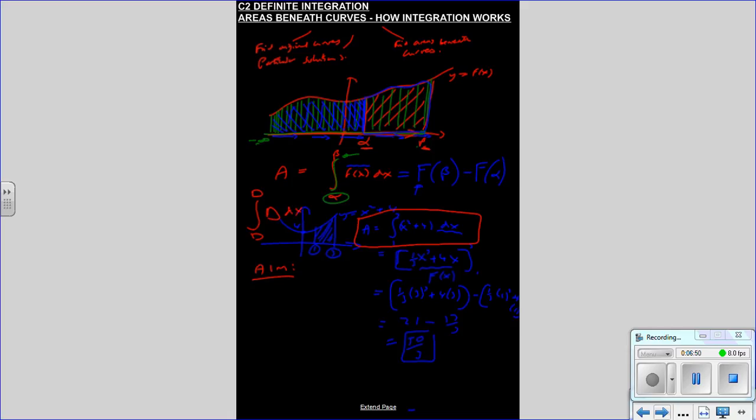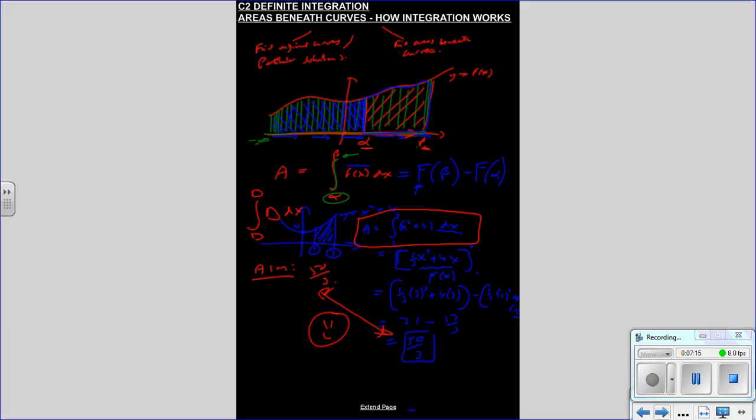So you're going to whack in the integral between 3 and 1 of alpha x squared plus 4. Press equals, and your aim is 50 over 3. Does it match? Yes. So we're happy, we know we've got it right. Okay? That's basic C2 integration.